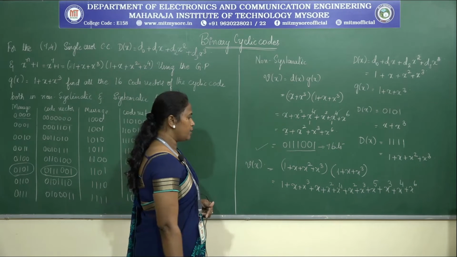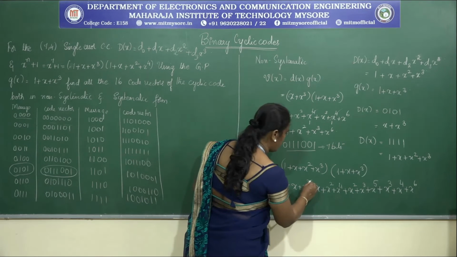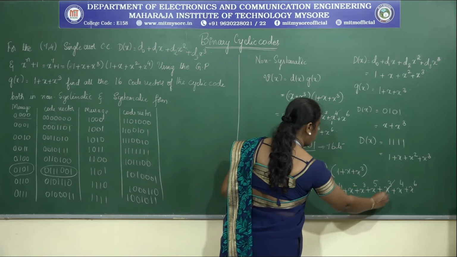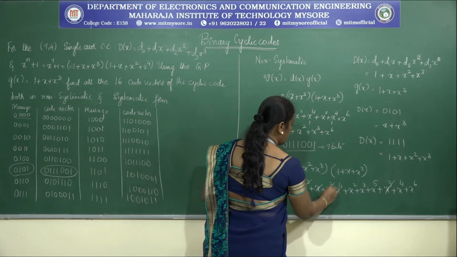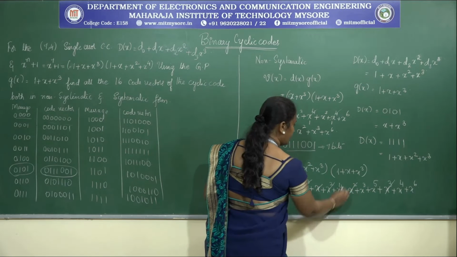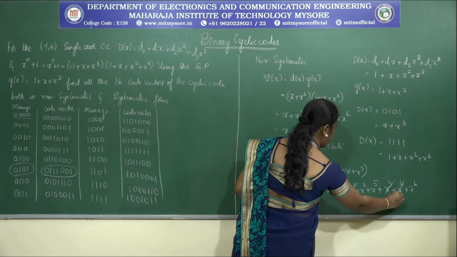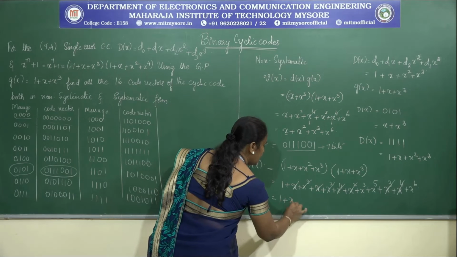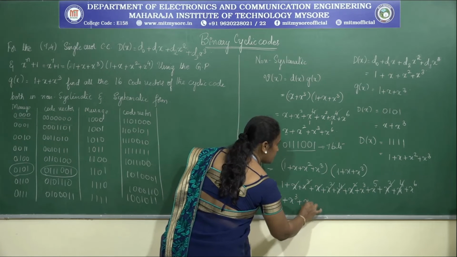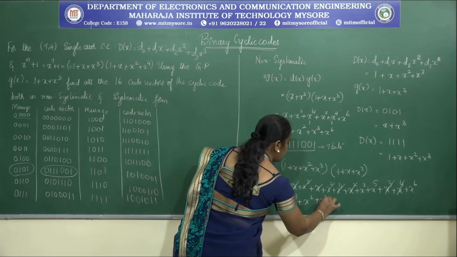So find the terms which are common, cancel them. So we have x to the power of 3 and x to the power of 3, 0. Then we have x square and x square. Then we have x to the power of 4 and x to the power of 4. So we are left with 1 plus x to the power of 3 plus x to the power of 6 plus x to the power of 5.